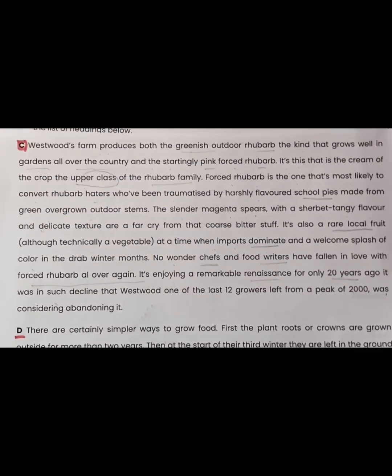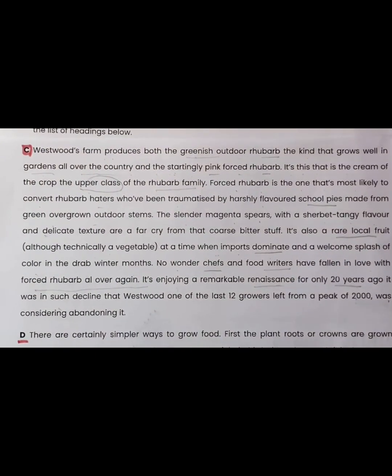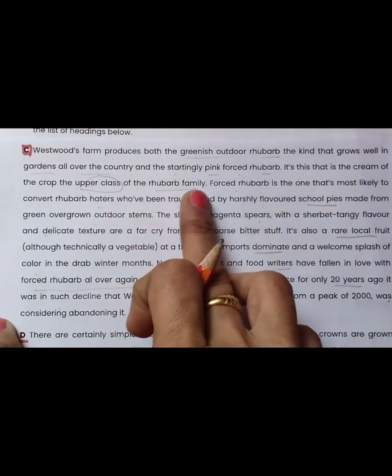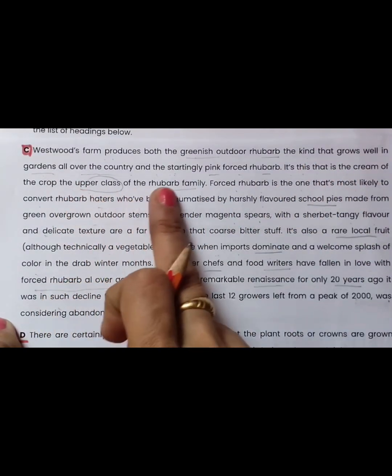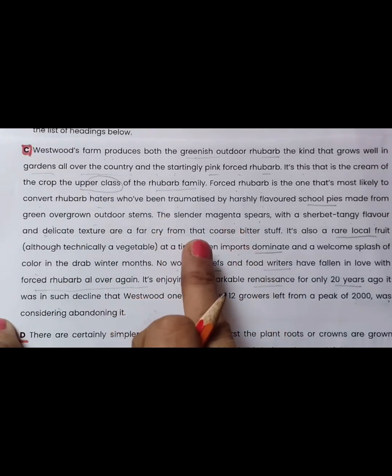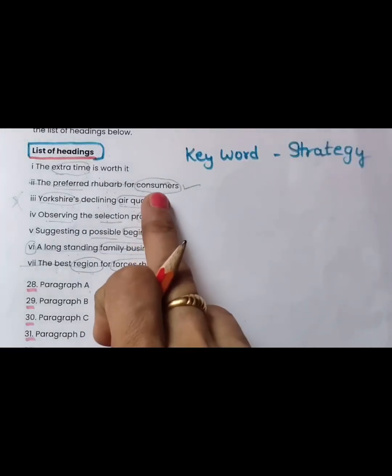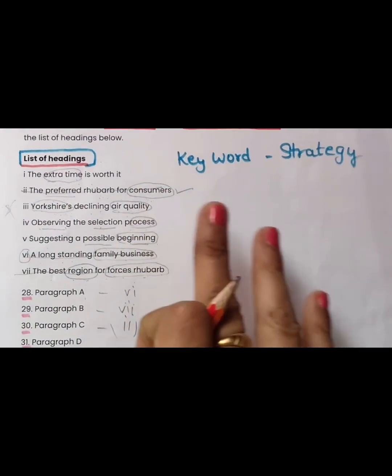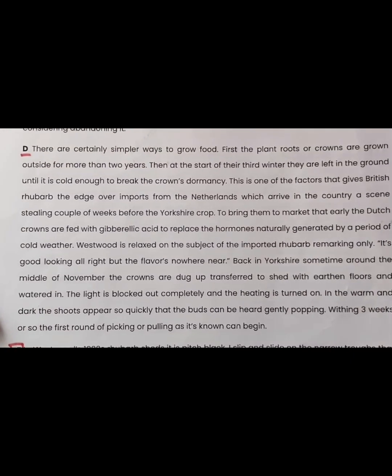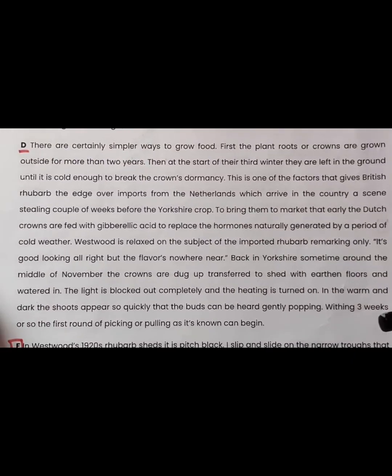I will show this paragraph again, and you can decide yourself what is there. School pies is also there, upper class of the rhubarb family, that is the cream of the crop. So just read it thoroughly, although there is no word like consumers and all, but they are making so many products, that's why it will come. So D paragraph, I am showing it to you, D paragraph fully, you can see this.